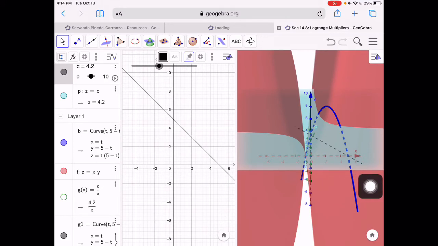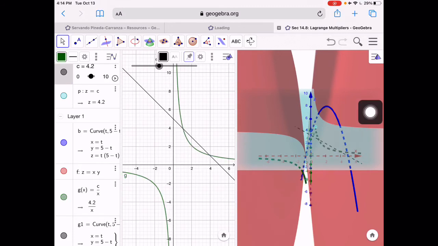Okay. So now let's draw the level curves of my area function. Let's put that in R2. So that's right here.